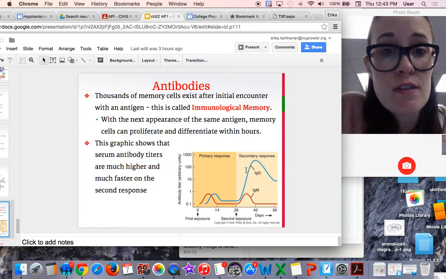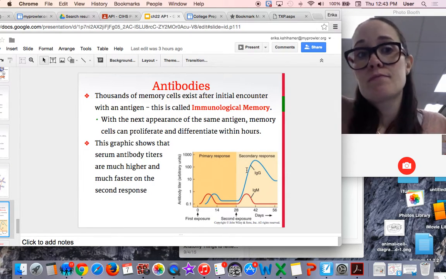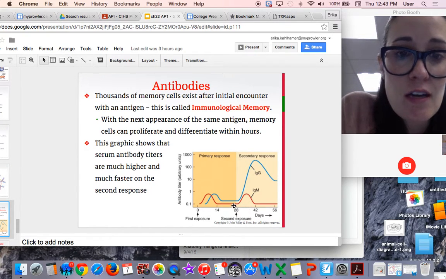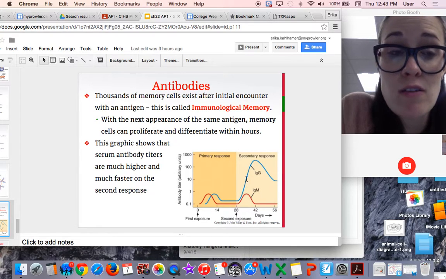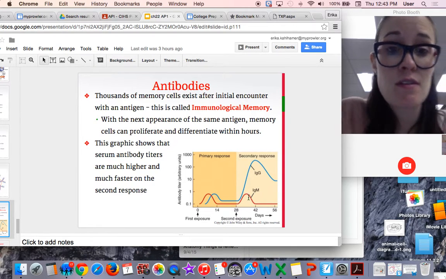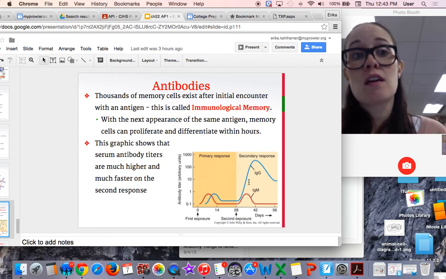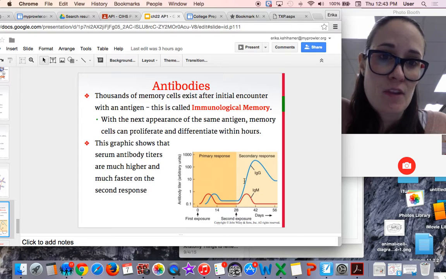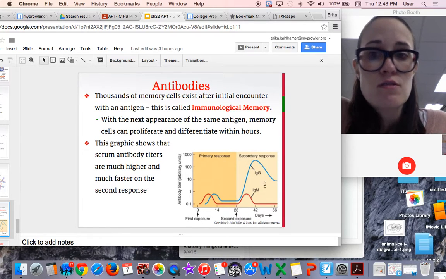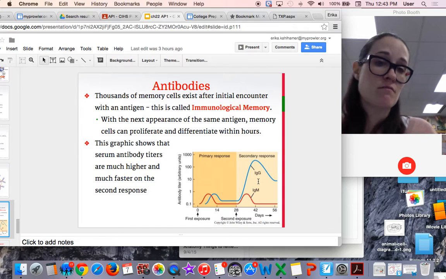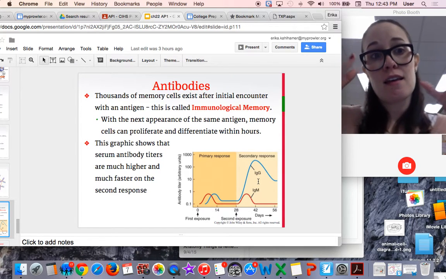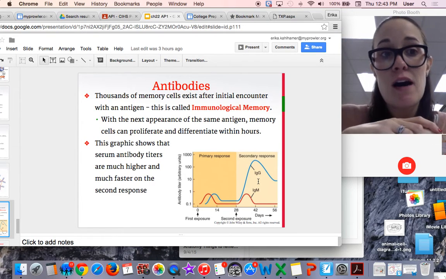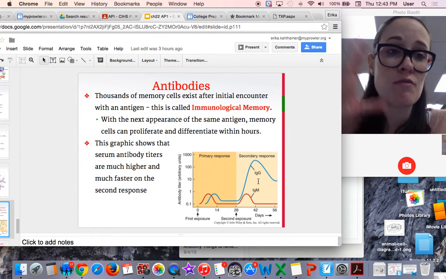This shows the secondary response. The second time you come in contact with that same antigen, look what happens. Not only is the amount of antibodies produced, for sure the IgG, stronger, but it's a quicker response. Look at that. In this case, it's faster, more antibodies, and you don't actually get the effects or the sickness. Your body essentially takes care of it before you even feel sick.